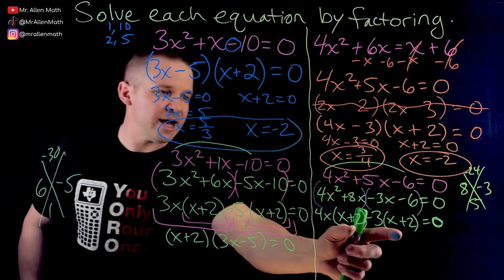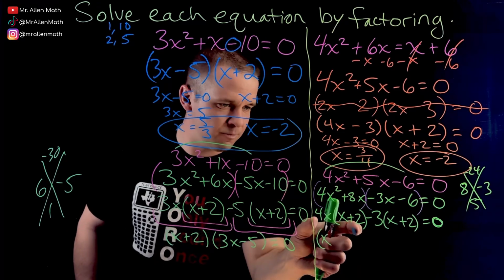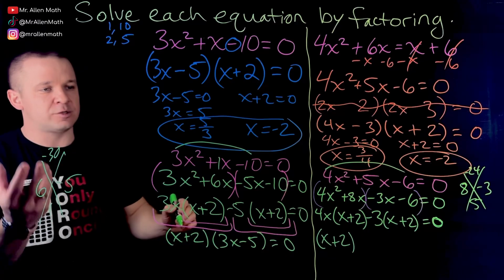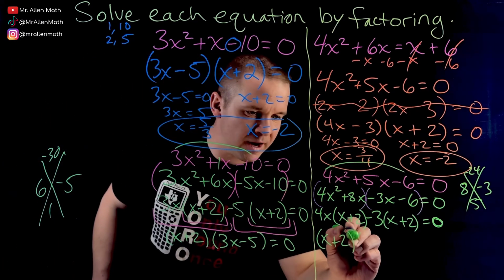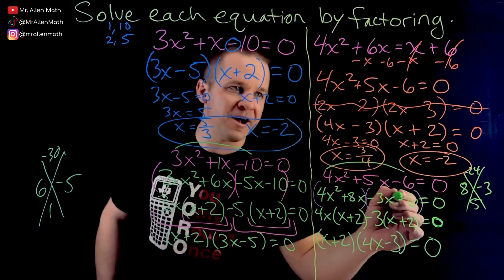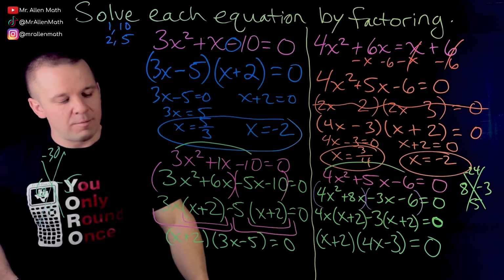Now the x plus 2's are the same. They come out. That is the greatest common factor of these very large terms. That's why you don't see x plus 2 quantities squared. It's a common factor of the two larger terms. And then I've got 4x minus 3 left over. We are factored. It's going to give me the same exact answers as above, so I'm not even going to solve it.